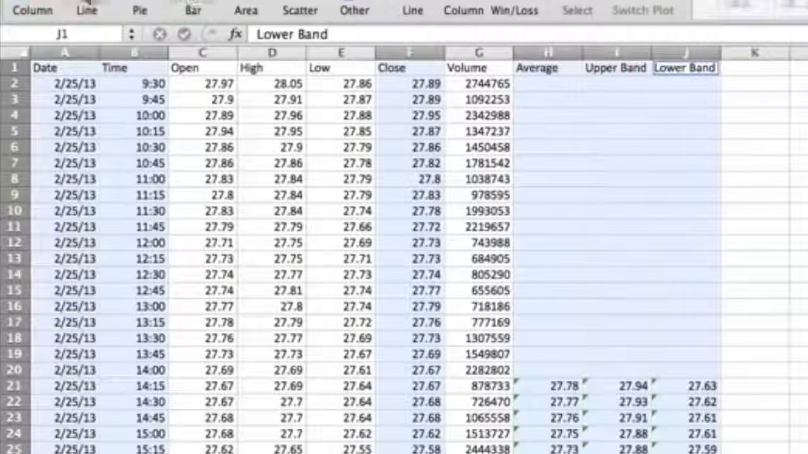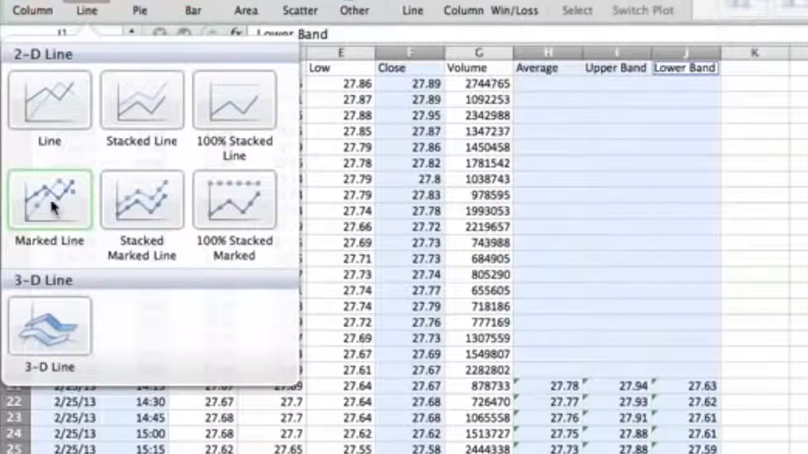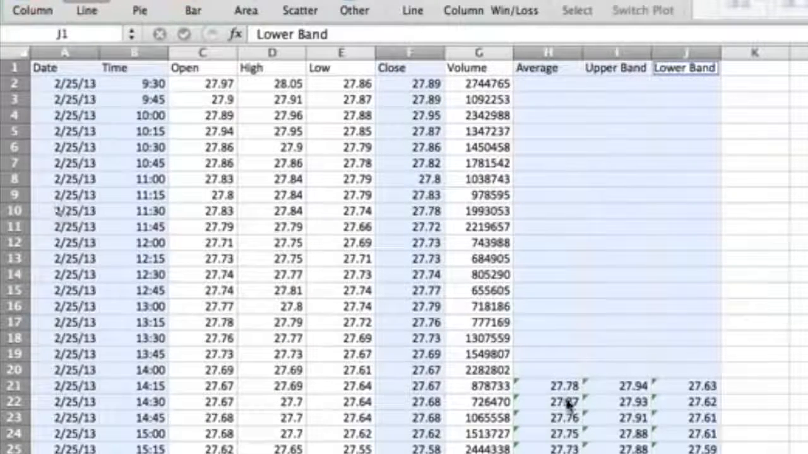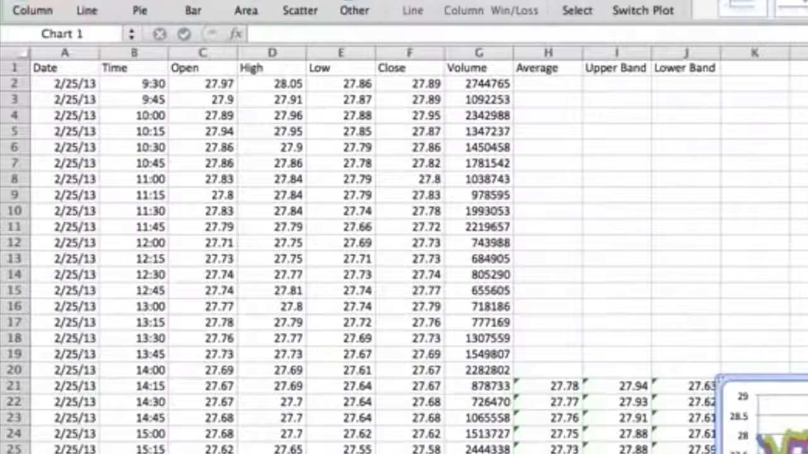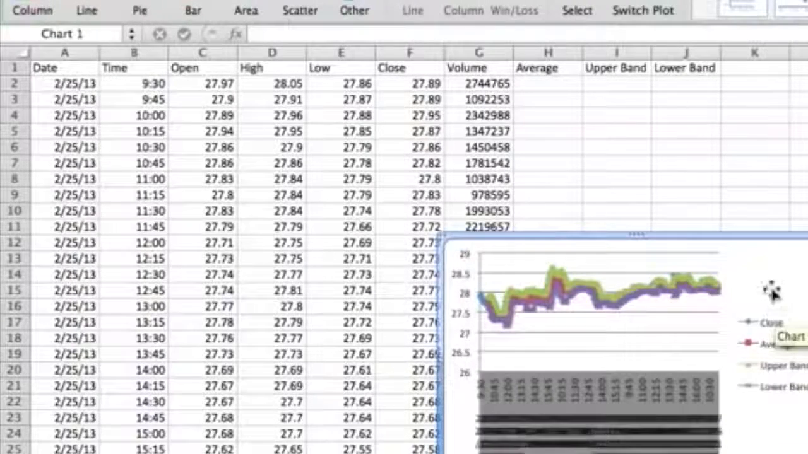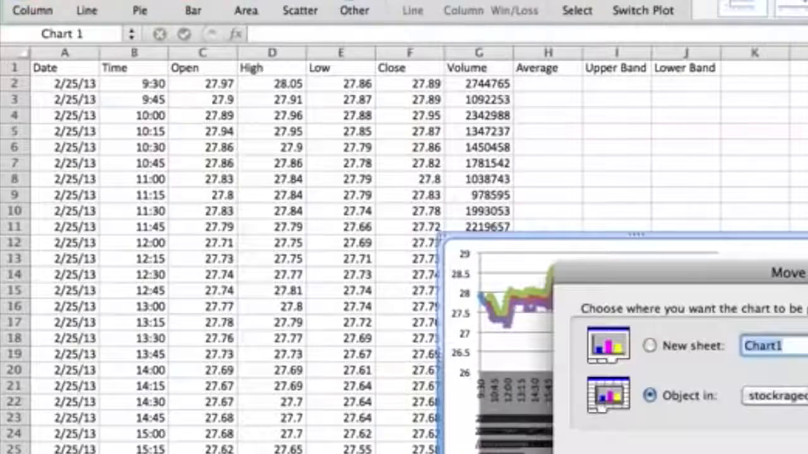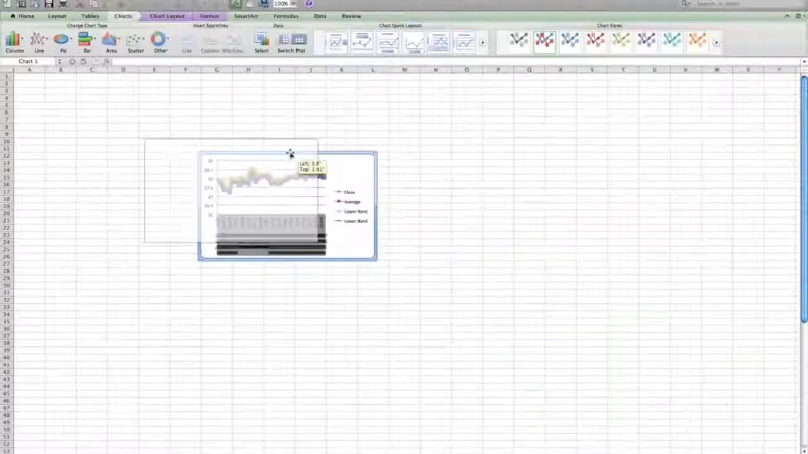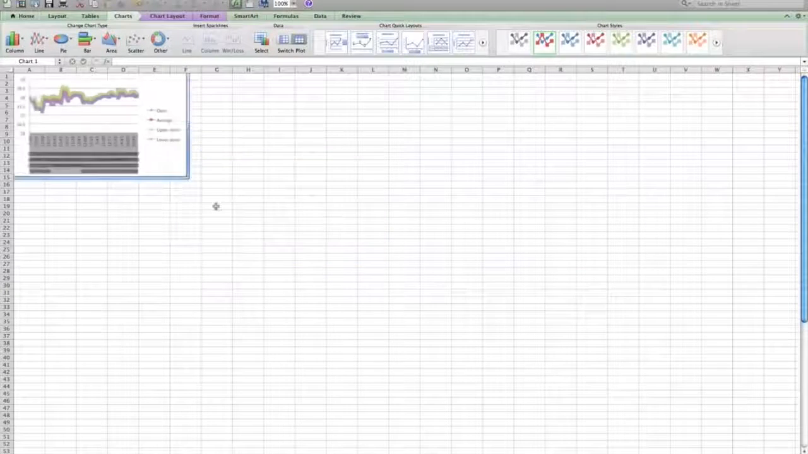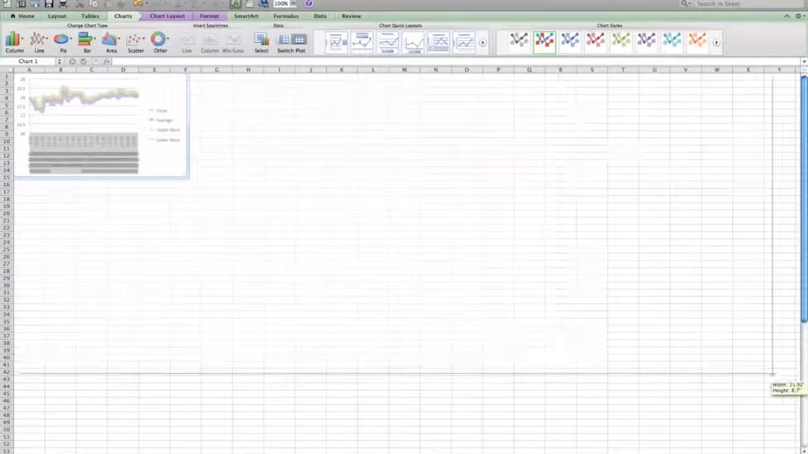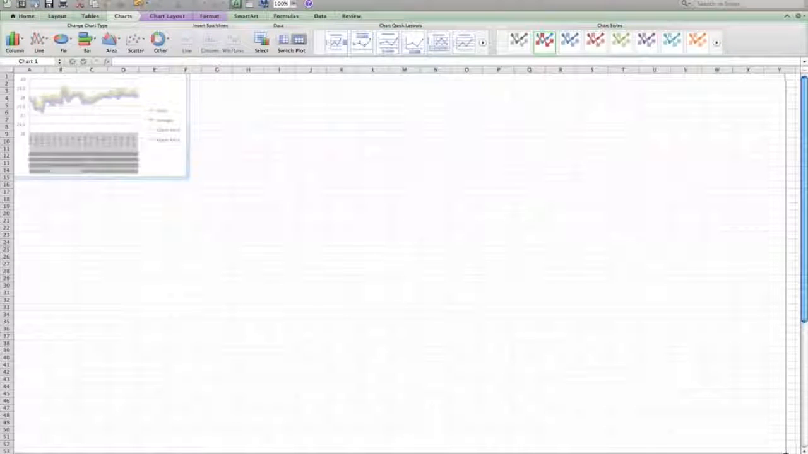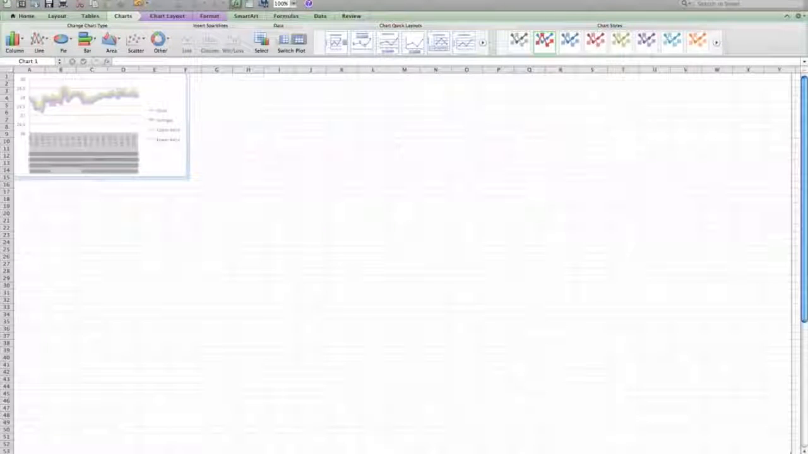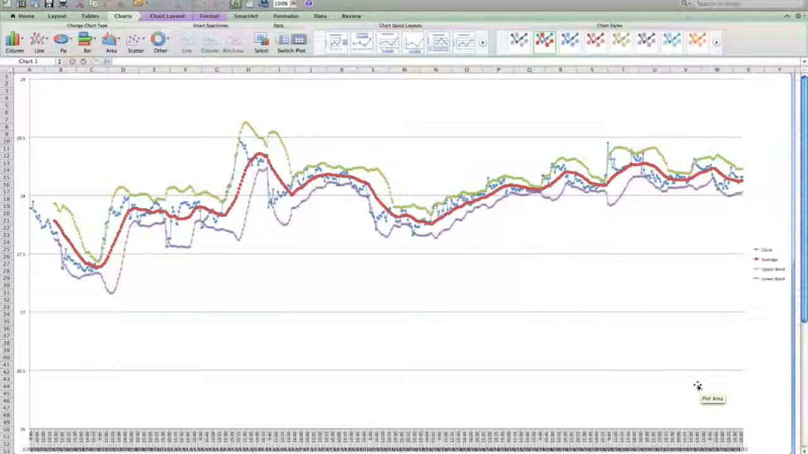click on the charts. We're going to use a line chart. Wait for it to load, and move this to the other sheet. Hit OK. There we go. Just make it a little bit bigger.